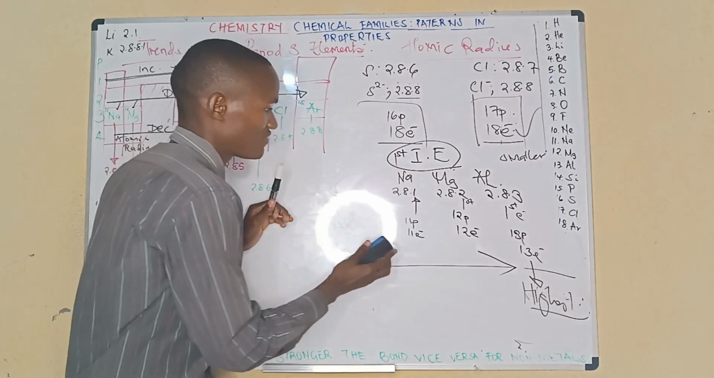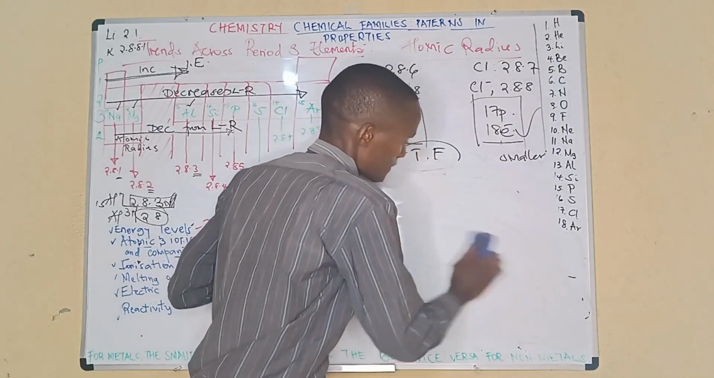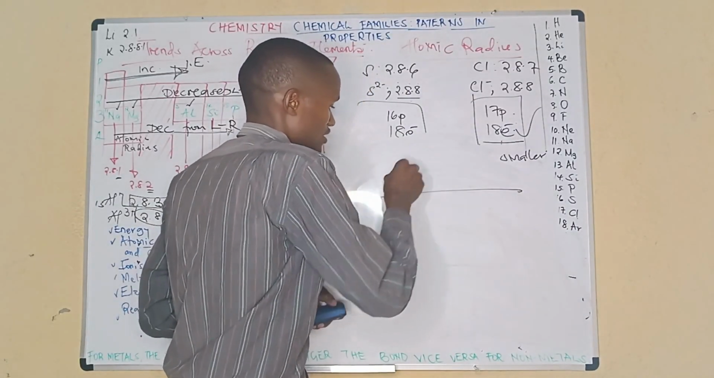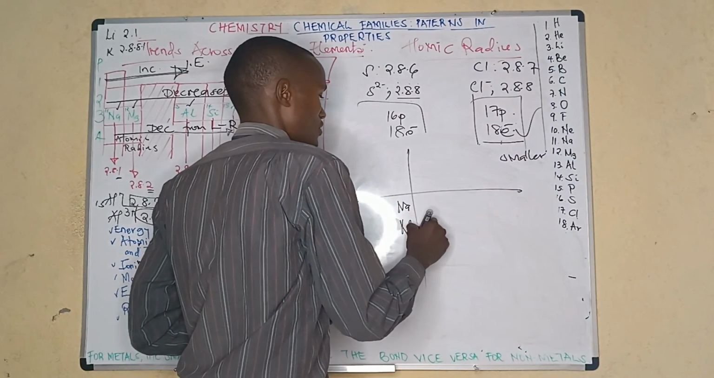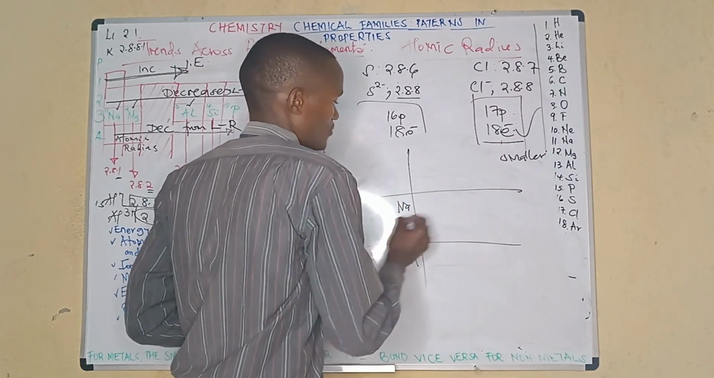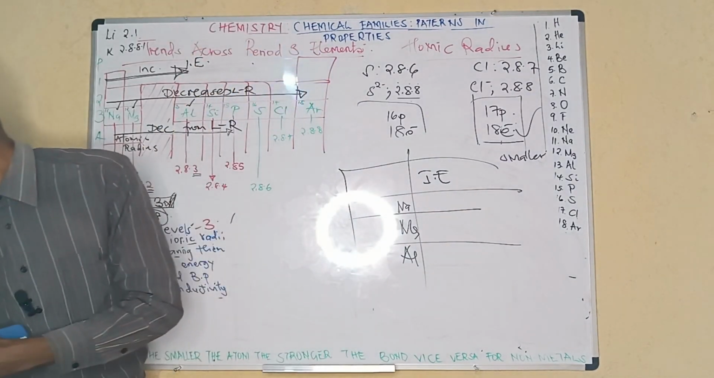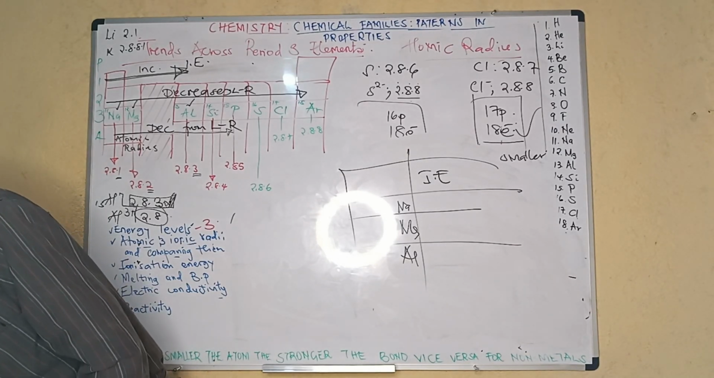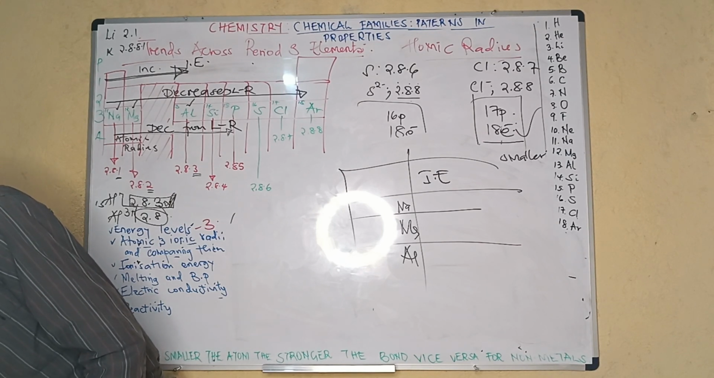I want to give the values for the ionization energy, and see if what we are saying is right. So I'll give the values for sodium, magnesium, and aluminium. Ionization energy. Trends across a period, just a single minute. Ionization energy.